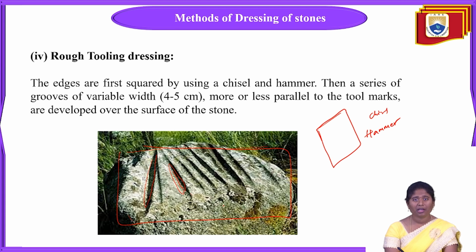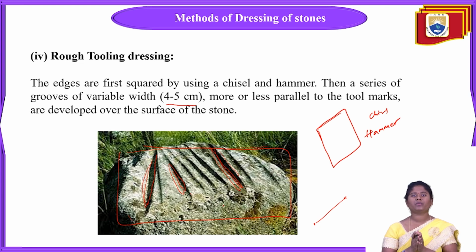And at what depth and what width we have to give these grooves? It will be 4 to 5 centimeters. About 4 to 5 centimeters groove width should be there. Here you are seeing these grooves, these narrow holes; the width of the grooves we have to give is about 4 to 5 centimeters only. 4 to 5, nothing but this much. This much width of grooves should be given to that rock.